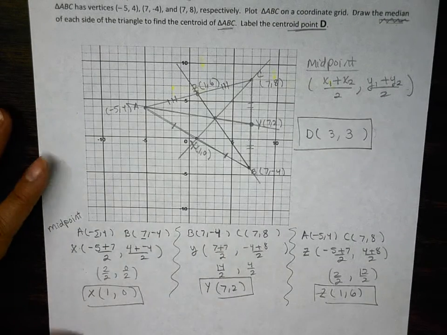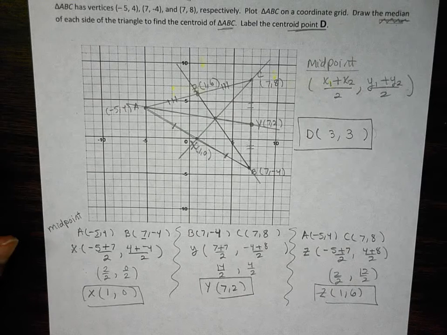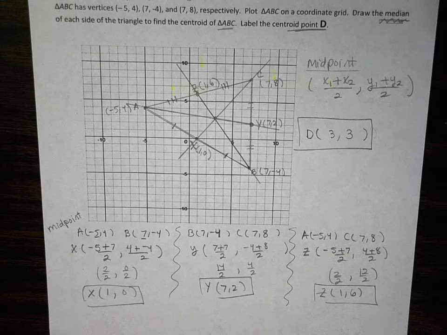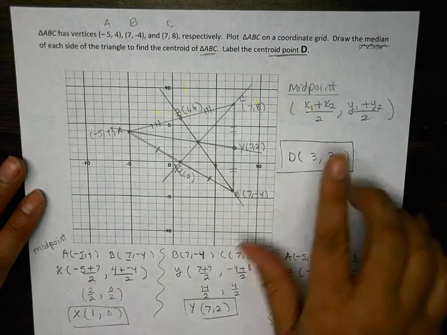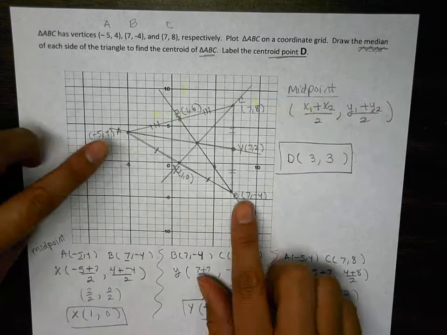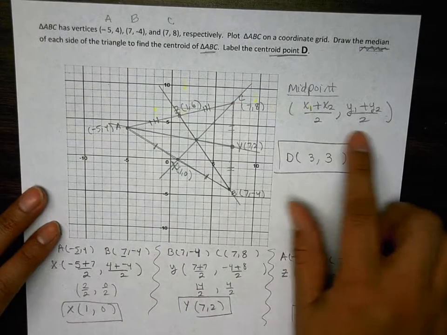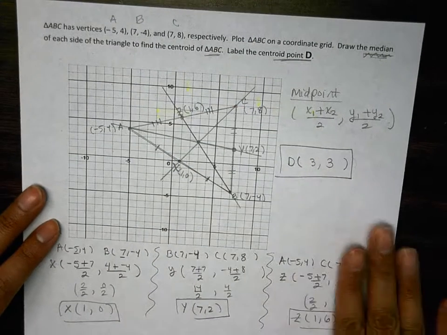Questions on that one? Got it? Okay, so what do you need to know for this problem? You need to know what the medians are. The medians are the midpoints connected to the opposite vertex, and you need to know your midpoint formula. After that, it's pretty easy. Do you agree? Yes. Okay, questions?